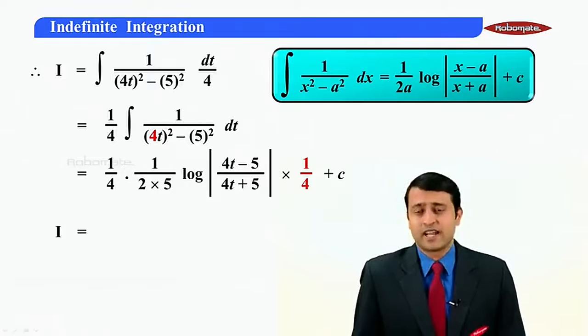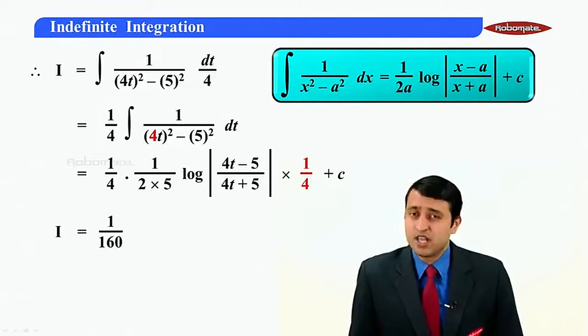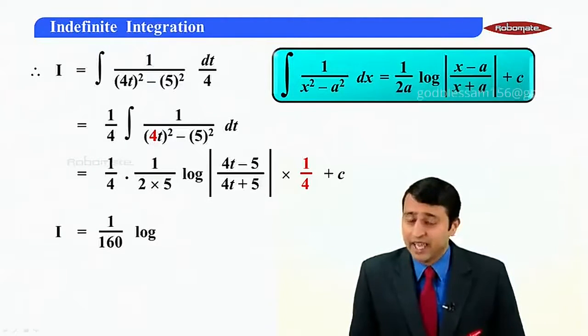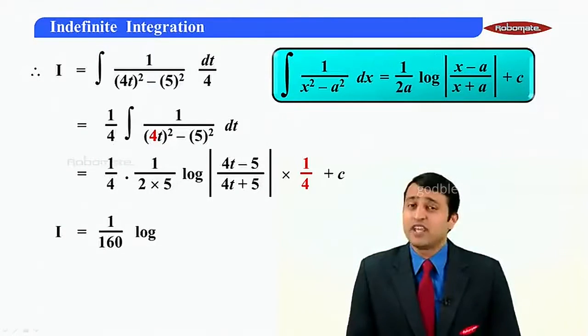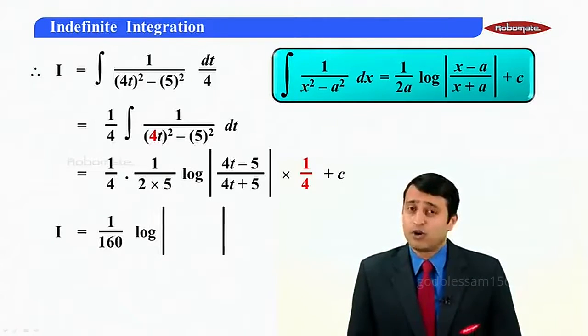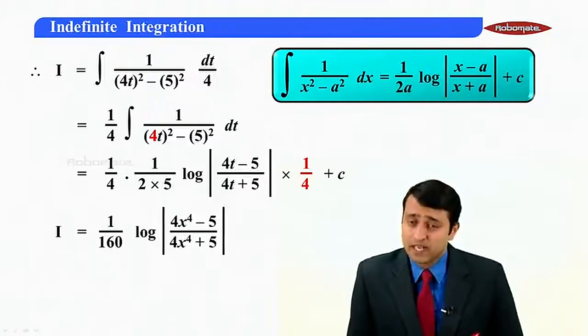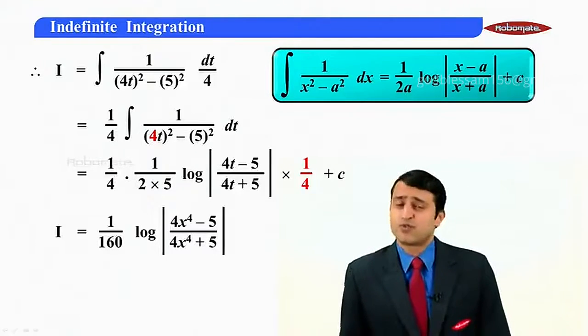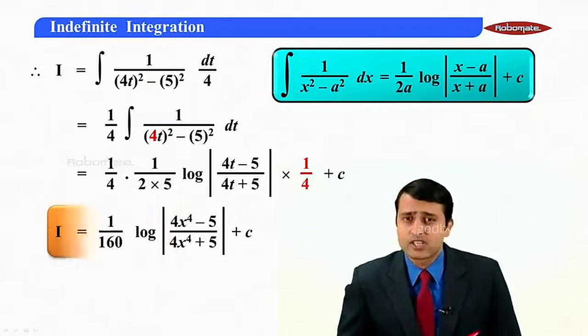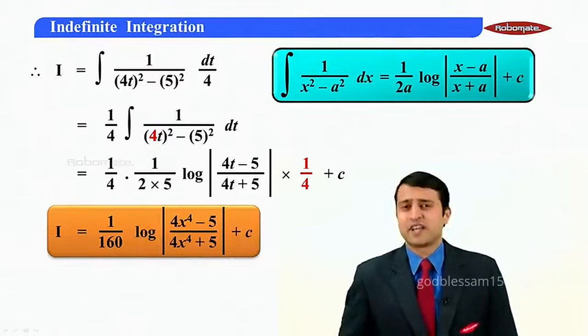So let us write that as 1 by 160 log mod of. Answer has to be in terms of x. So let us write the value of t, and t was nothing but x raised to 4. So we'll get log mod of 4x raised to 4 minus 5 upon 4x raised to 4 plus 5 plus c. There is no further simplification and therefore we can say this is the final answer.